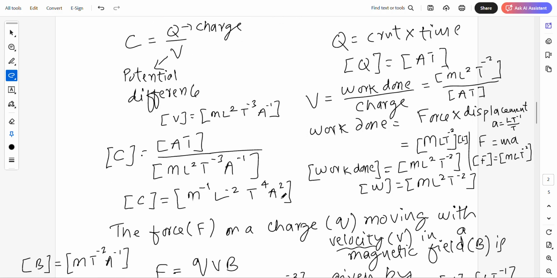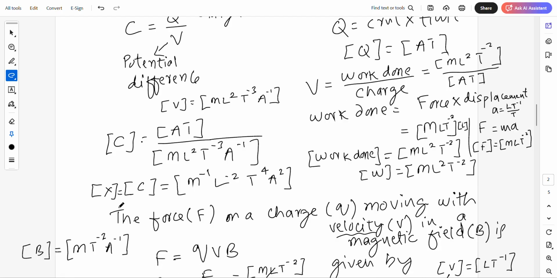How much is X? X is nothing but the dimensions of capacitance. Y is nothing but B. Y is nothing but B. How much is X?